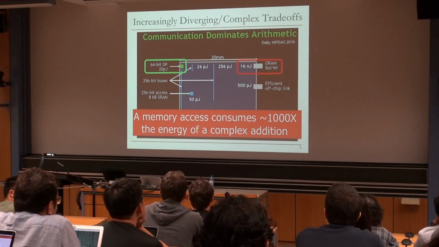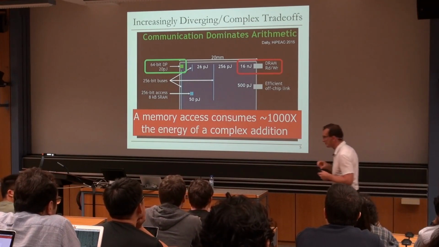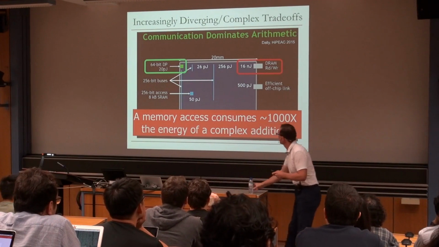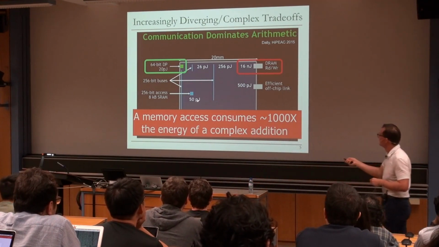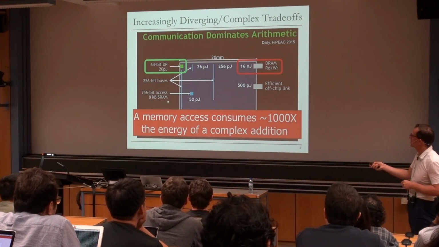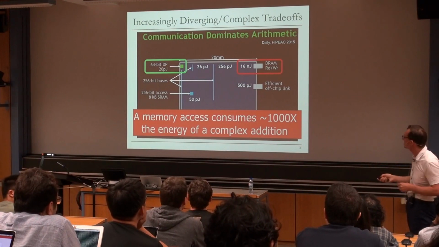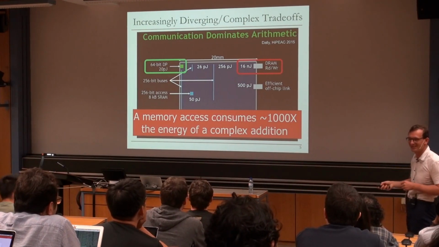Yes? How does this compare to reading a value from cache? Yeah, that's a great question. So if you're reading a value from cache, there you go. This is a 256-bit access from 8 kilobyte SRAM, which is cache. It's only 50 picojoules, as you can see.